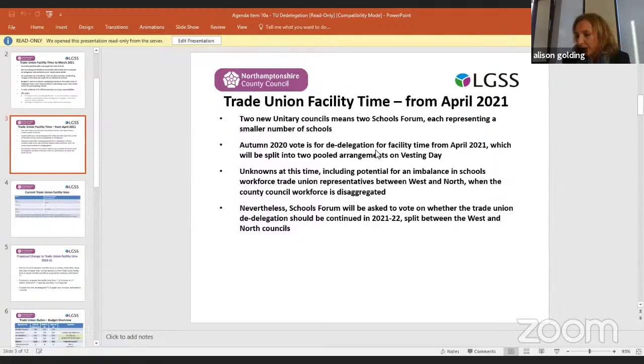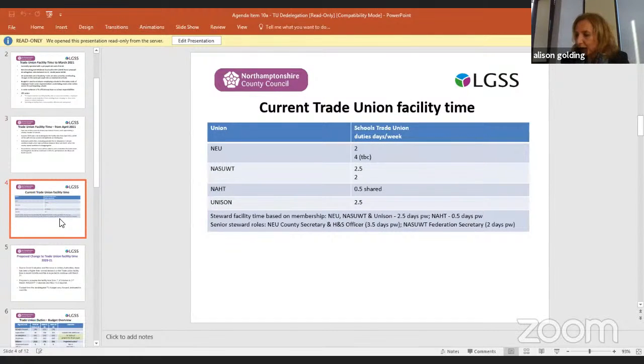At the current time, we need to accept really that the overall picture of trade union representation split across North and West is not quite clear yet. So we've got a few unknowns there, but as I said, this is the vote for 2021-22, when there'll be 2 new unitaries. The next slide just gives you current trade union facility time, as you can see there.